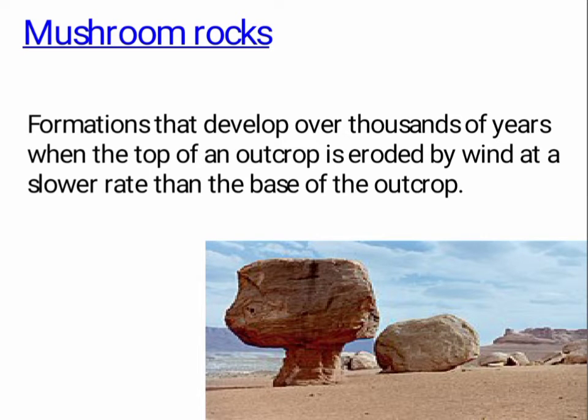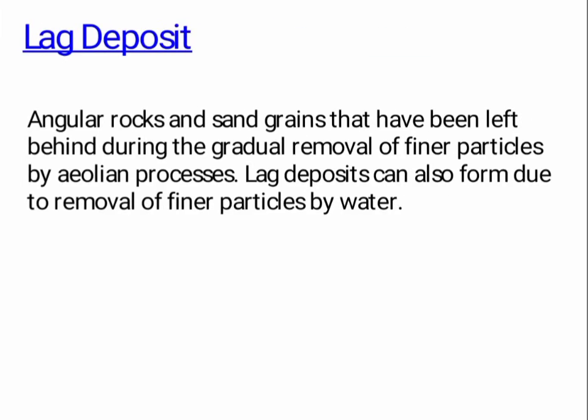And the next is mushroom rocks. These are formations that develop over thousands of years when the top of an outcrop is eroded by wind at a slower rate than the base of the outcrop. The next is lag deposit. These are angular rocks and sand grains that have been left behind during the gradual removal of finer particles by aeolian processes. Lag deposits can also form due to removal of finer particles by water.